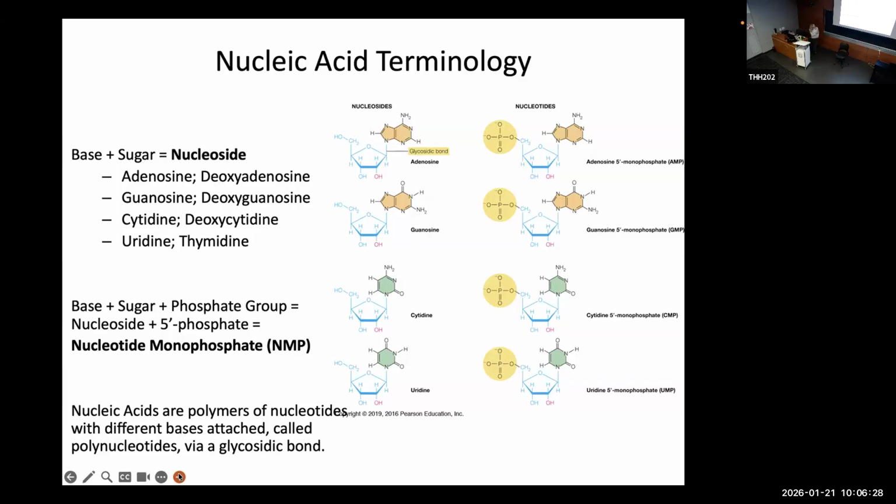Okay. And then you can differentiate between adenosine and deoxyadenosine, or guanosine and deoxyguanosine. This is the RNA version. This is the DNA version, based on if it has the hydroxyl group here, or all of these have the hydroxyl group, or if it has just a hydrogen, that's deoxy and that's DNA. Okay, questions on any of that?